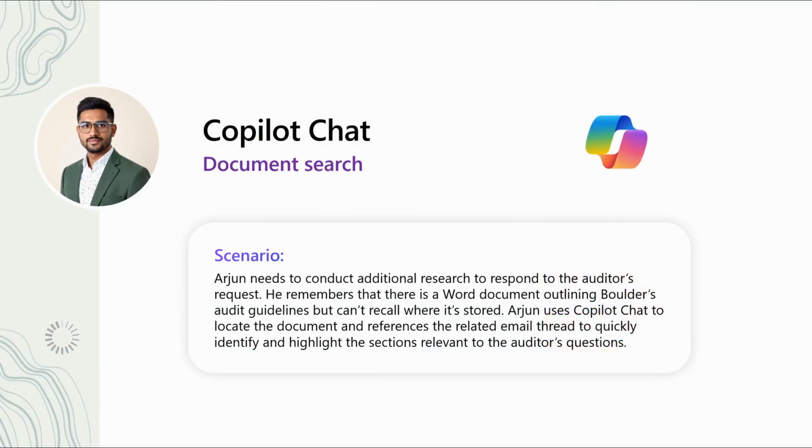Arjun needs to conduct additional research to respond to the auditor's request. He remembers that there is a Word document outlining Boulder's audit guidelines, but can't recall where it's stored. Arjun uses Copilot Chat to locate the document and references the related email thread to quickly identify and highlight the sections relevant to the auditor's questions.